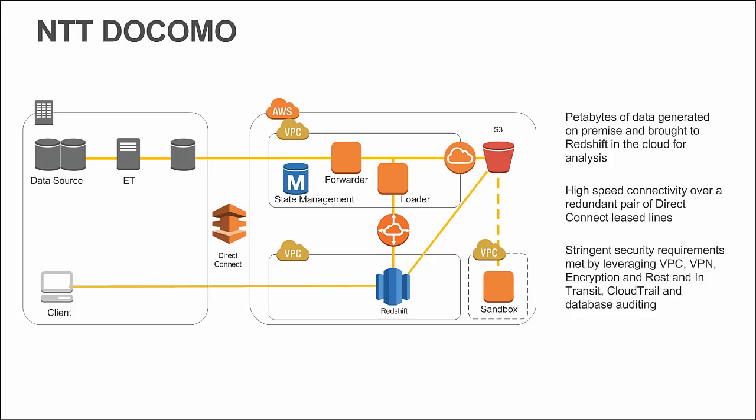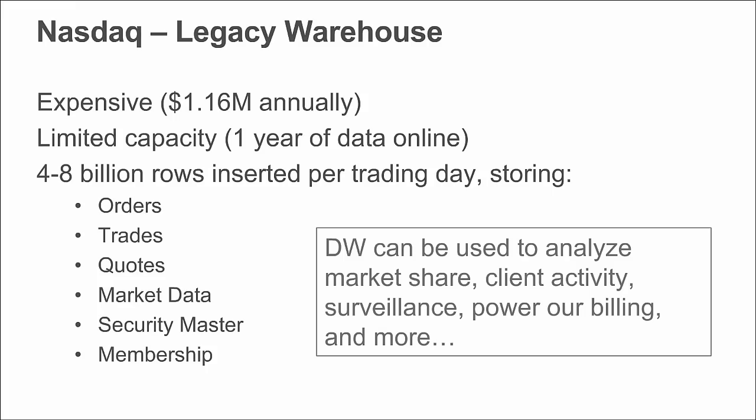then queried from on-premise. This is a very sensitive use case, and so they leverage pretty much every security feature that I've talked about over the course of the presentation as part of their deployment requirements. So they use VPC for isolation, VPNs for extending private address space, encryption, CloudTrail, and database auditing. And it's a very high-scale production use case for Redshift.